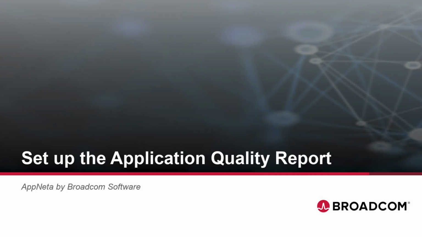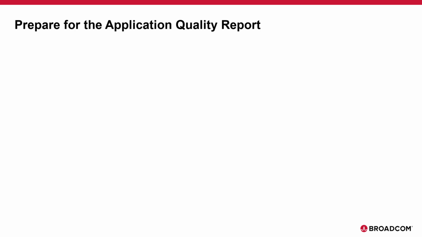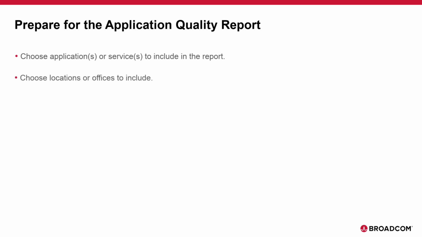So far we've covered the contents of the application quality report and some key concepts. Now let's take a look at how to set up and schedule the report. Before I create the report, though, I'll need to decide on its scope. I'll need to know which application or business service and which locations or offices should be included.